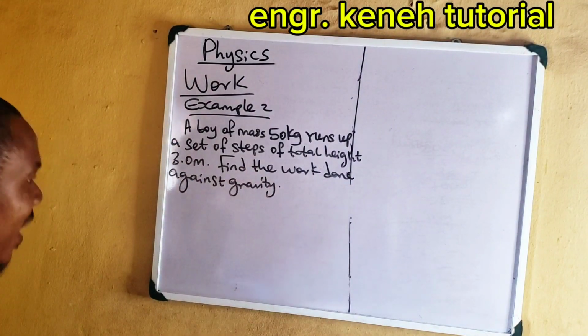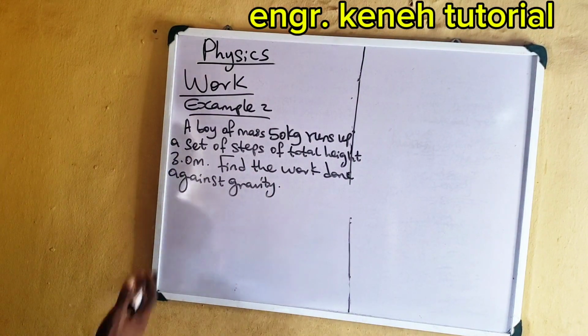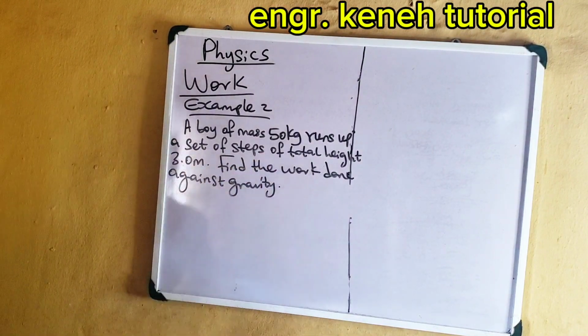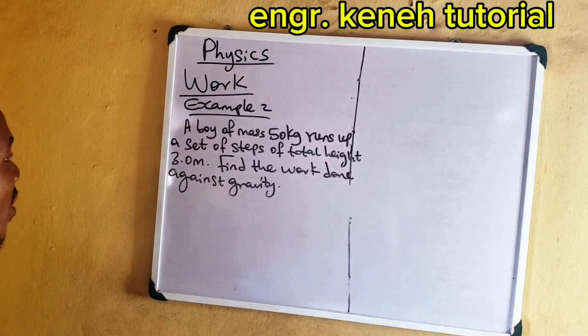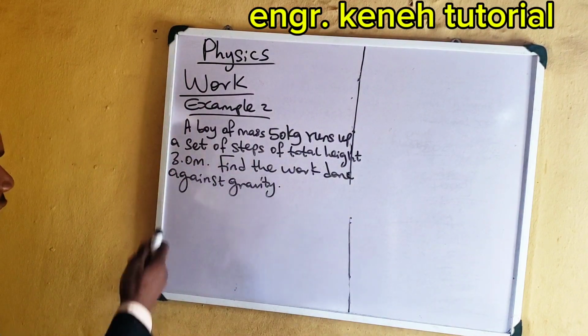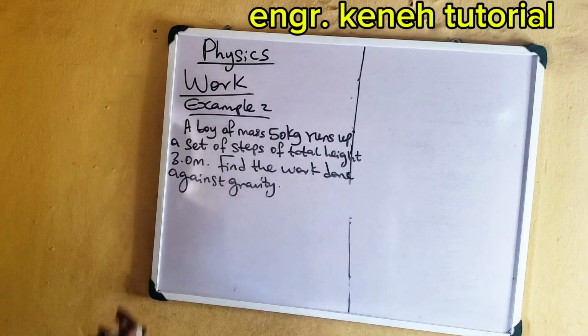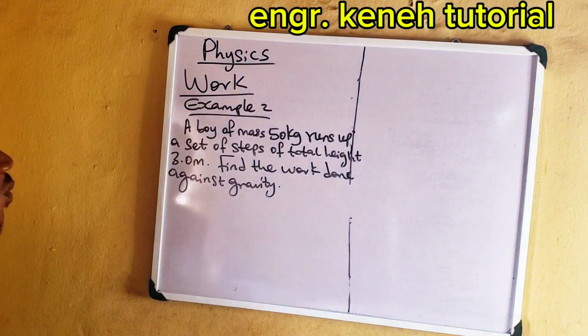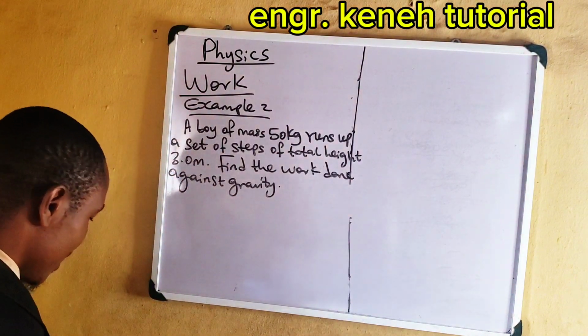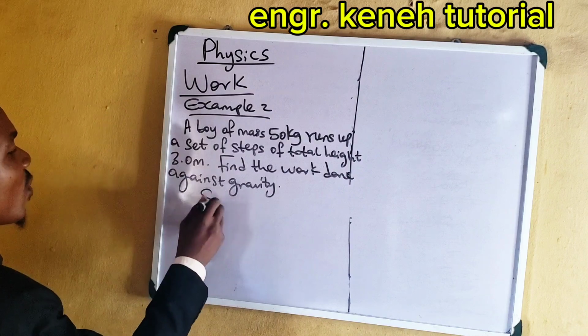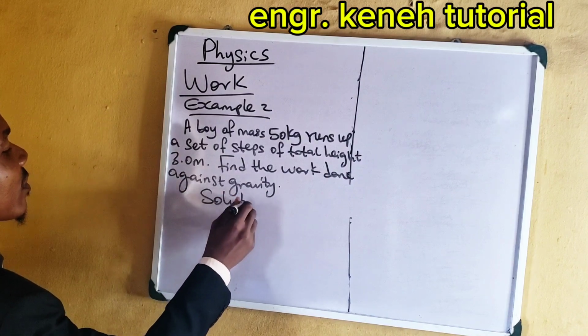All right, we have example 2. Example 2 says a boy of mass 50 kg runs up a set of steps of total height 3.0 meters. Find the work done against gravity. Against what? Gravity. So we have the solution like this.